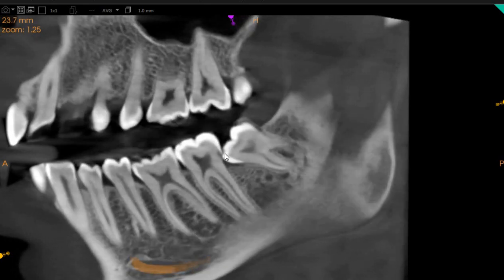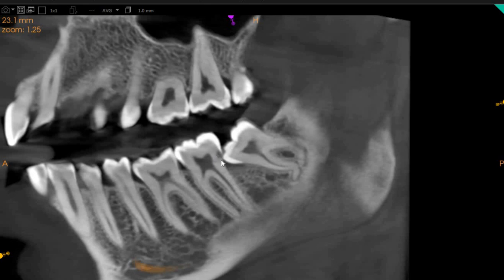This is the inferior alveolar nerve, and the apex is relatively far away from the inferior alveolar nerve. Something to note as well is that the lower right 7 is also getting carious at the cemento-enamel junction due to the emerging lower right 8.